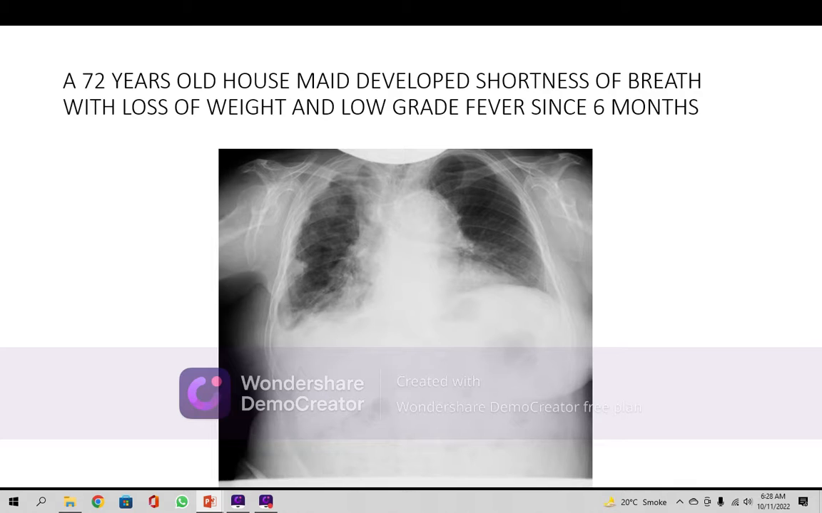A 72-year-old housemaid developed shortness of breath, loss of weight, and a low-grade fever since 6 months. Now, this X-ray has been done, although there is technical difficulty in doing this X-ray, and the important positive finding in this X-ray is, first of all, the right breast is not visible. Probably a mastectomy has been done on this patient. I don't know the history exactly, what happened, and what is the grading or the clinical staging of the tumor which was found.